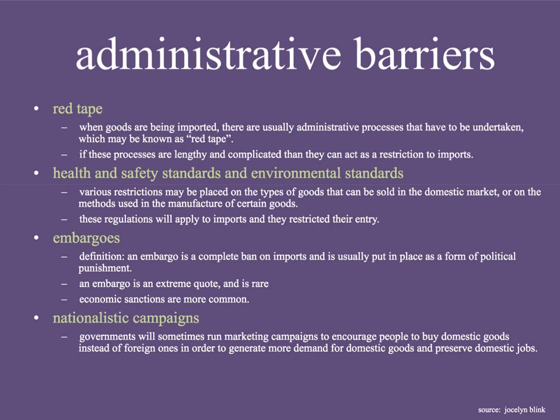There are basically four. One is called red tape, health and safety standards and environmental standards, embargoes, and nationalistic campaigns. Usually, in every IB course companion or any economics course, you'll see these first three listed. And I threw this last one in there because I think it's another way that a government can help promote its own goods that are produced in its country.